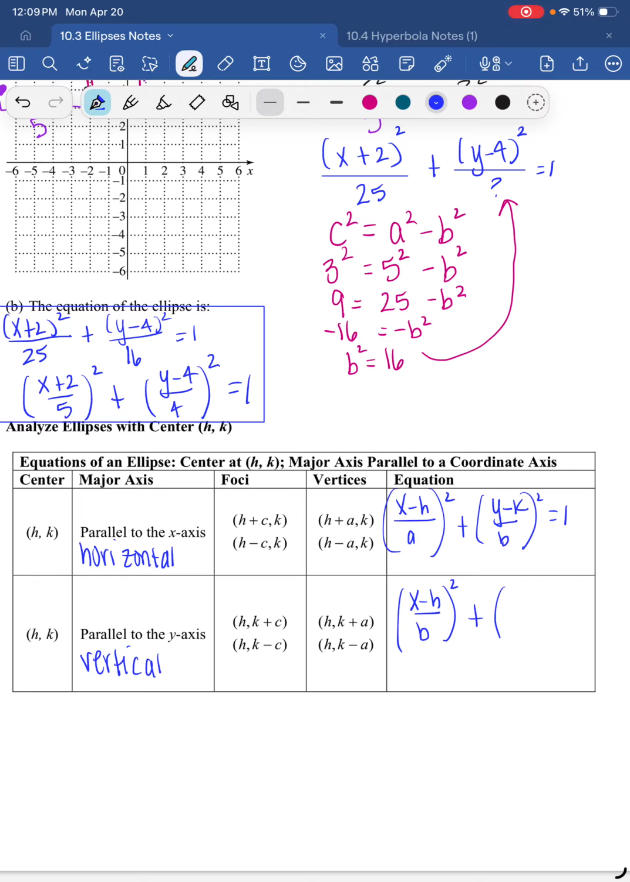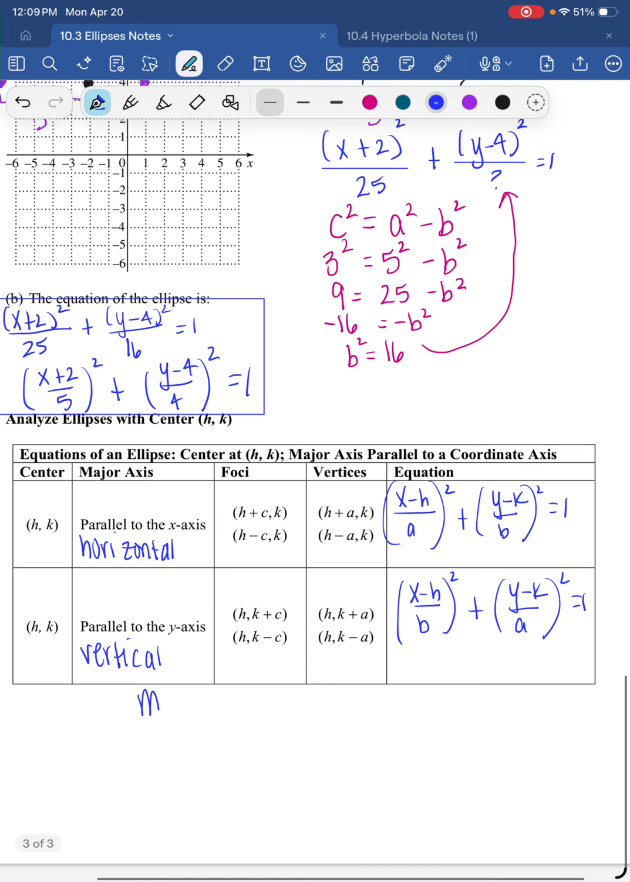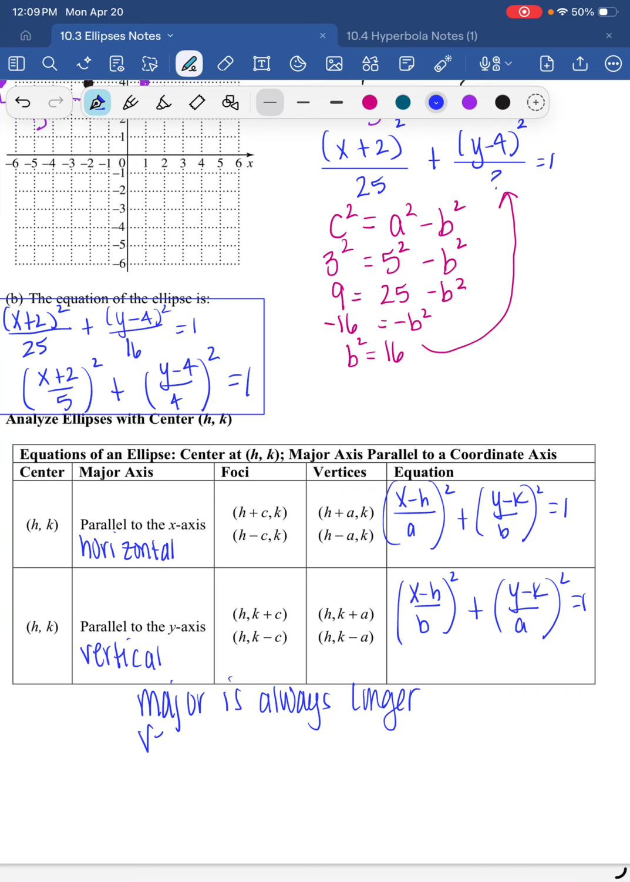But again, I've been doing it forever. I don't memorize which one's b and which one's a. Major is always longer. And the vertices always go on the major axis. So the vertices are on the major, and the foci are on the major. And that is a crash course in ellipses.